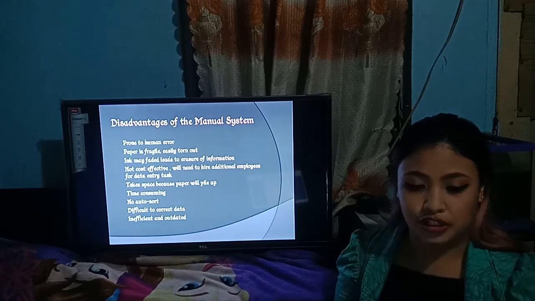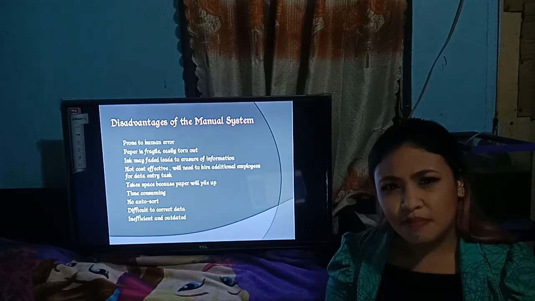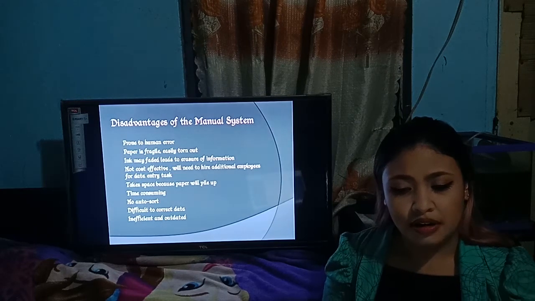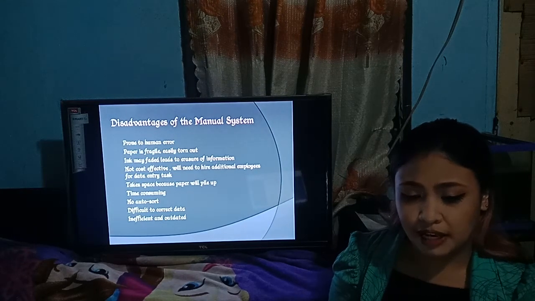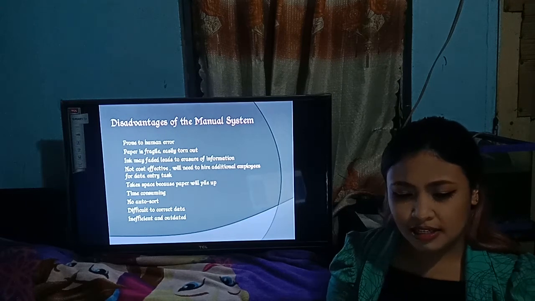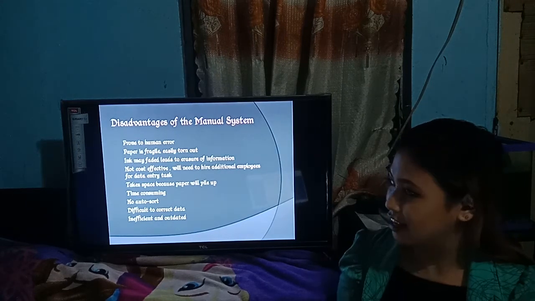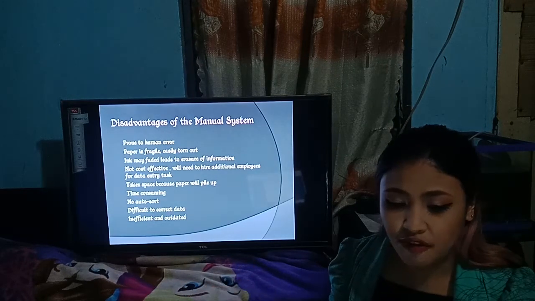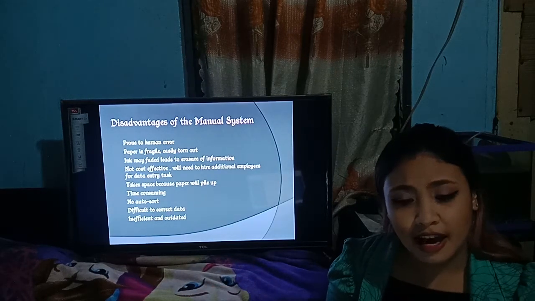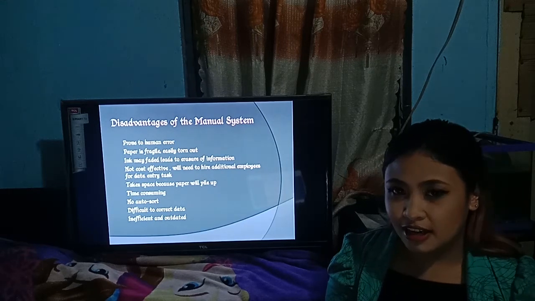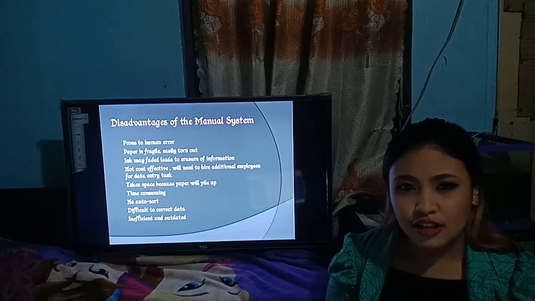Another downside of the manual system is that ink may fade, and this will lead to the erasure of information. I already mentioned earlier that the manual system requires manual entry of data. This only implies that the company needs to hire more people for data entry tasks. So it is not cost effective. Aside from data entry, you have to assign other individuals to collect, retrieve, and sort the data.